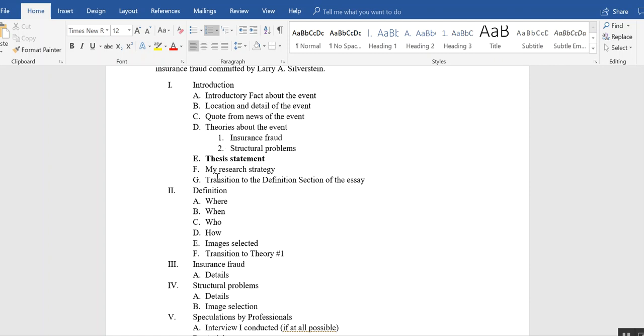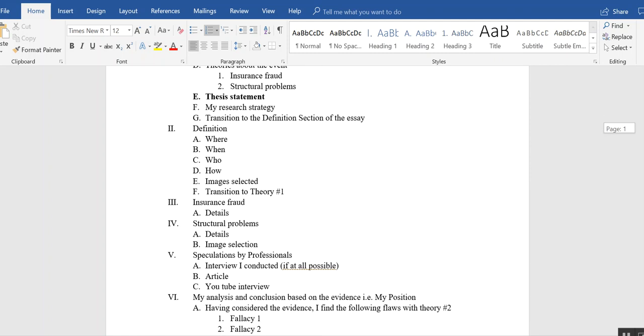Then I talk in a couple of sentences. I describe my research strategy, that I consulted news media, that I talked with professors or professionals or whatever I did. And now I have a transition to the definition section of the essay. Transition sentences are a prerequisite skill. Go ahead and review those if you're still a little confused about what a transition sentence is.